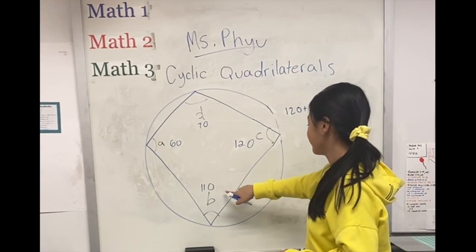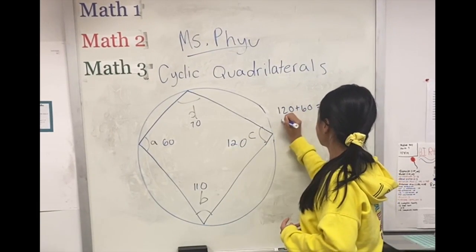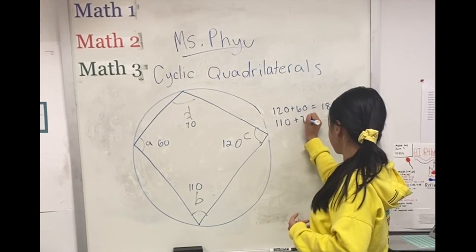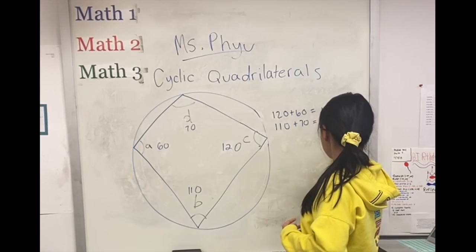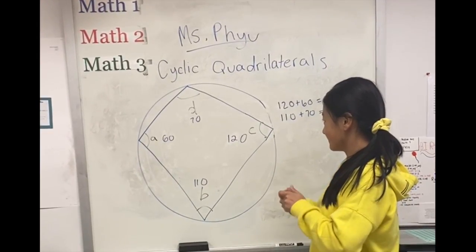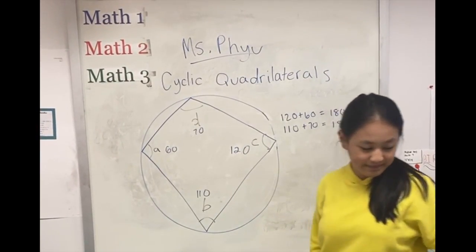Also, if angle B is 110, then angle D would have to be 70, because 110 plus 70 would equal 180, which also follows the property. And angle B and angle D are opposite angles, and angle A and angle C are opposite angles.